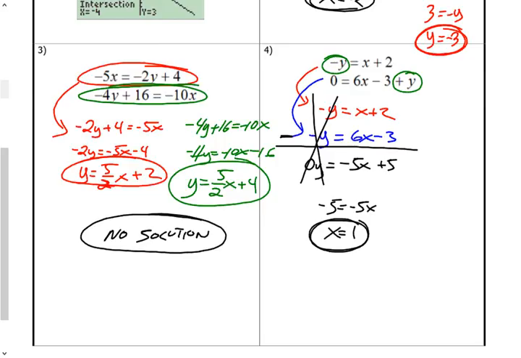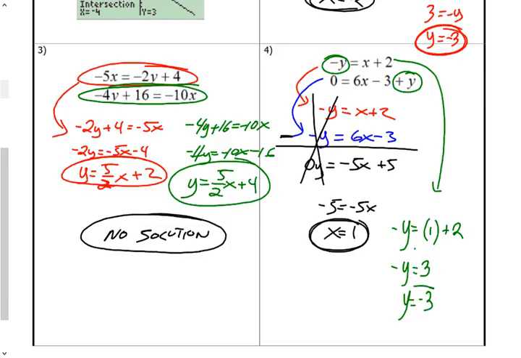And again, we can plug this back in. Again, I got my choice of equations. I guess this one's probably fine. Whoops. Yeah, almost. And there we go.